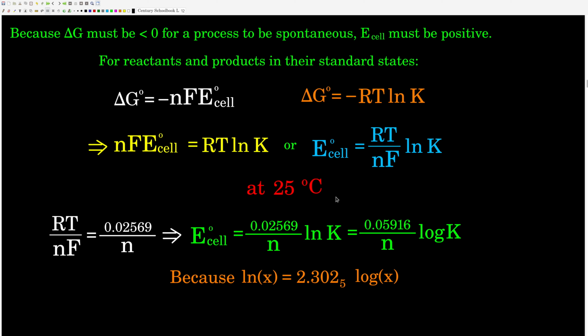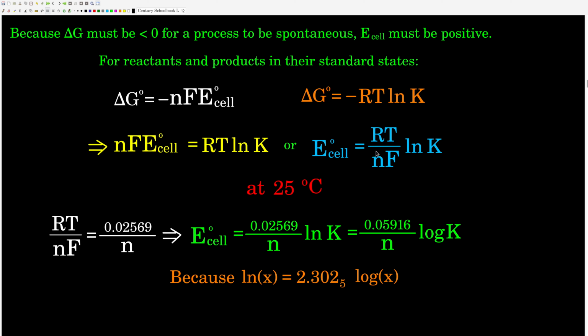Now, most of the time in electrochemistry, we talk about processes happening at 25 Celsius, or say 298.15 Kelvin, so we can plug in all these numbers except n. R is 8.3145 joules per Kelvin mole. At 25 Celsius, temperature will be 298.15 Kelvin. Faraday's constant is 96,485 joules per volt mole. We plug all those in, and we get RT over nF. This ratio is equal to 0.02569 over n, the number of moles of electrons transferred in that process.